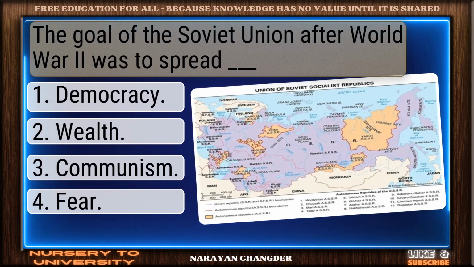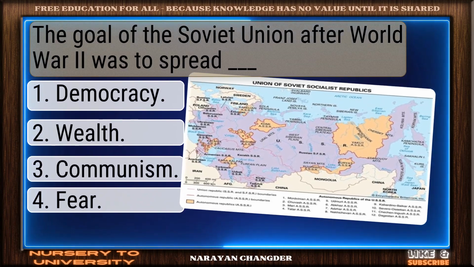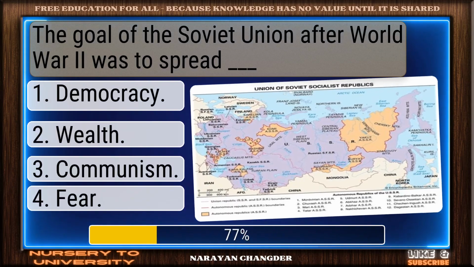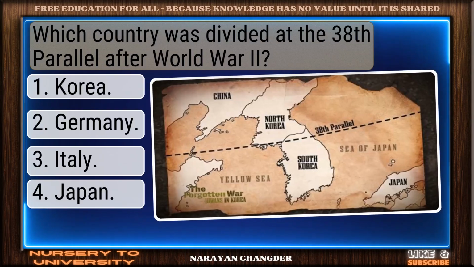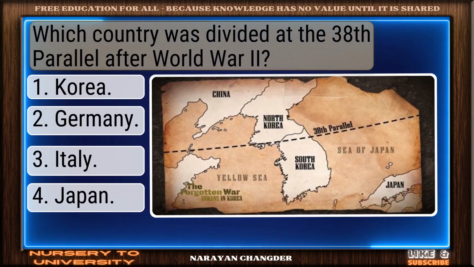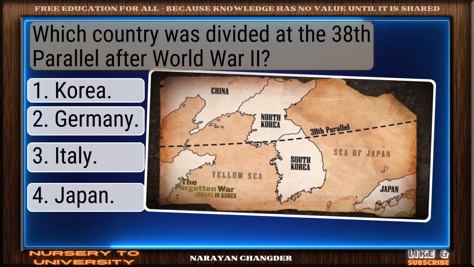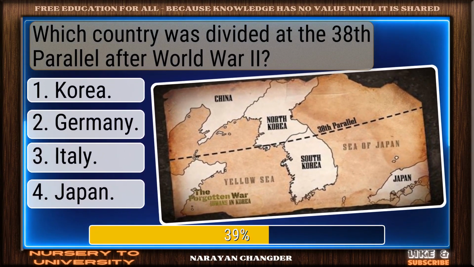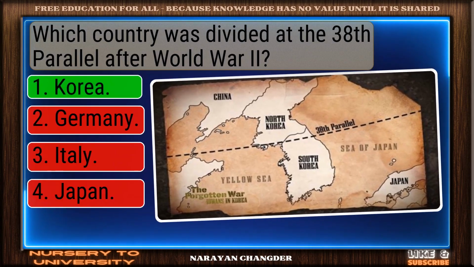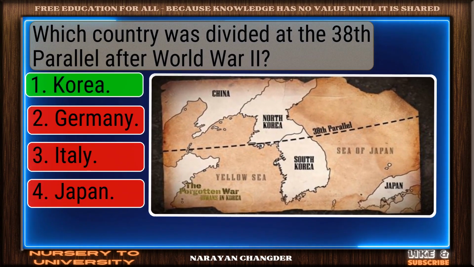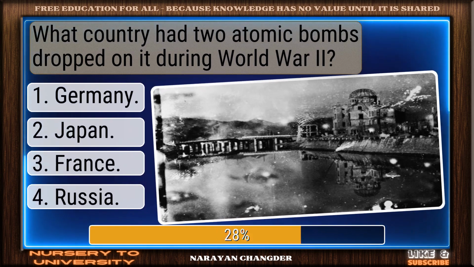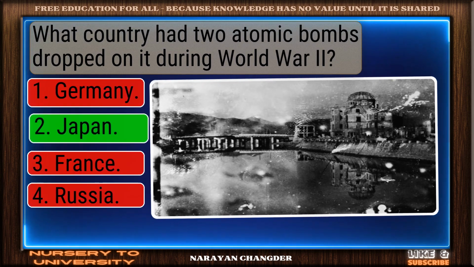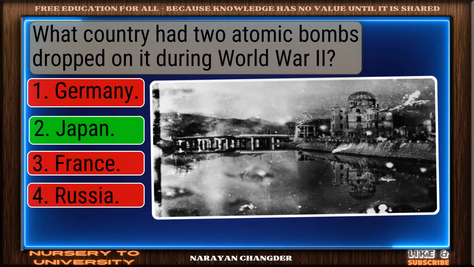The goal of the Soviet Union after World War I was to spread dash. Perfect. Communism is the one. Which country was divided at the 38th parallel after World War I? Correct. Korea is spot on. What country had 2 atomic bombs dropped on it during World War I? Great job. Japan is accurate.